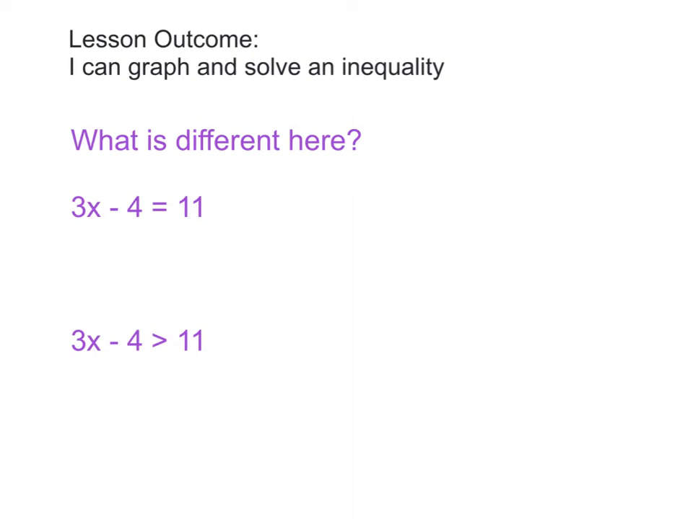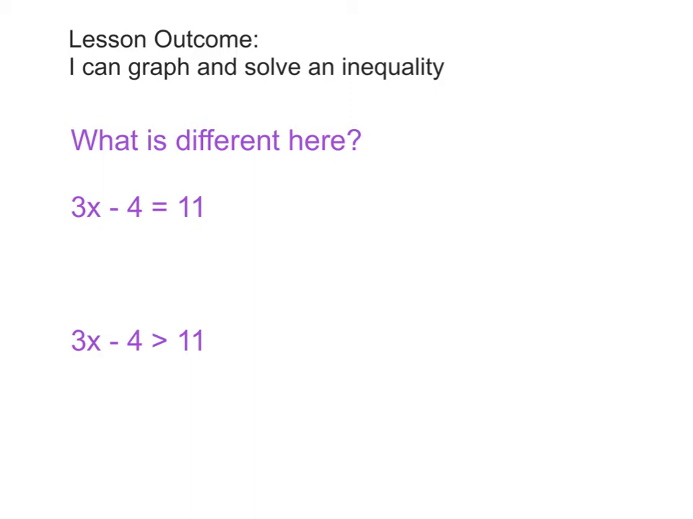The lesson outcome for this video is, I can graph and solve an inequality. All right, so the first question here is, what is different here? We have 3x minus 4 equals 11, which should seem familiar from what we've been doing. And then we've got 3x minus 4 is greater than 11.